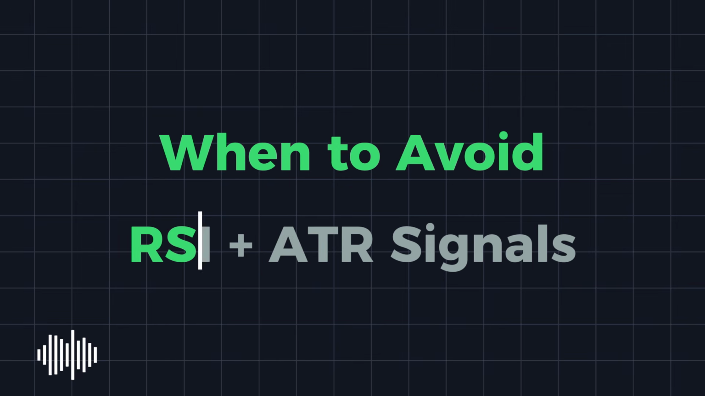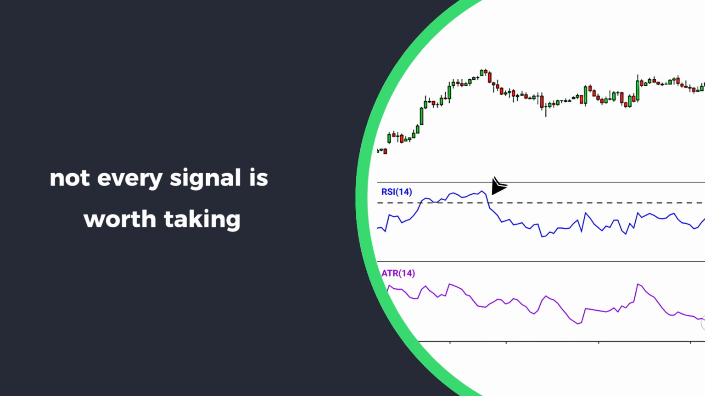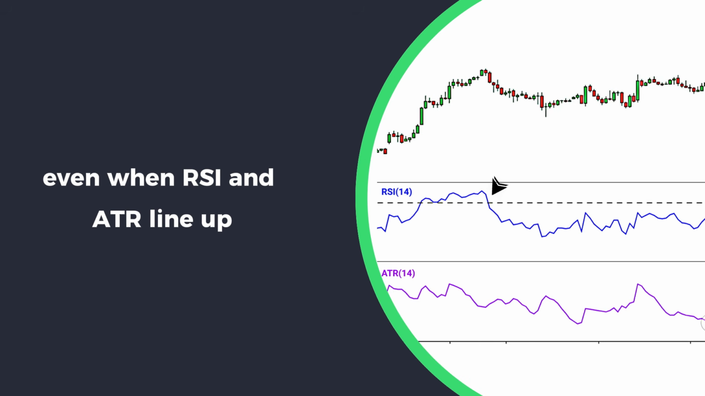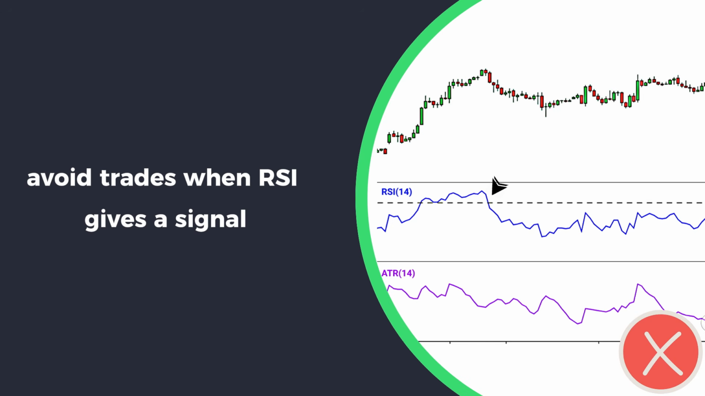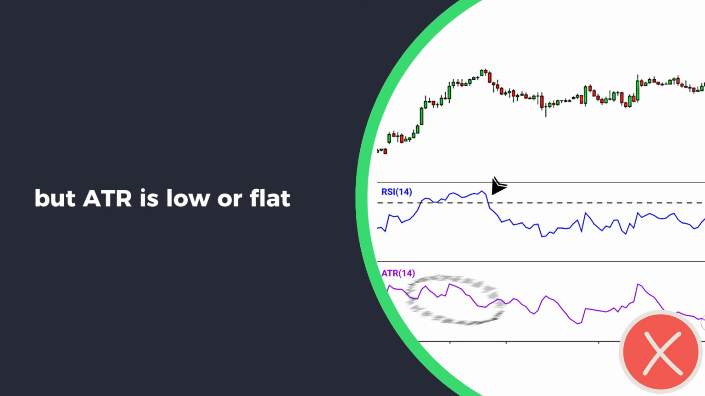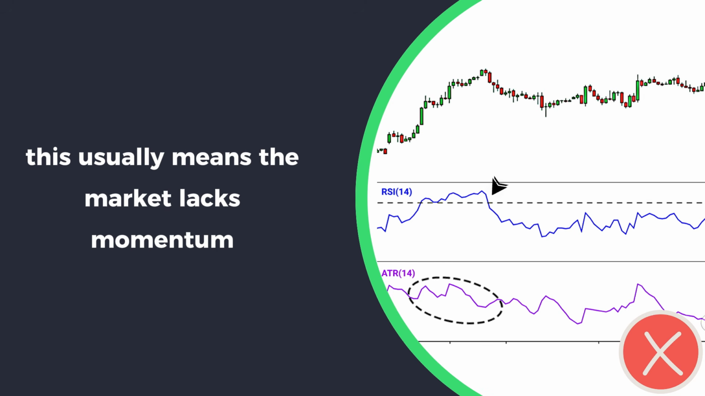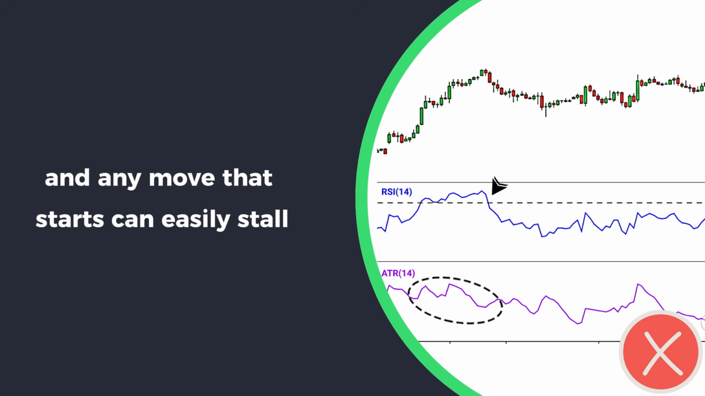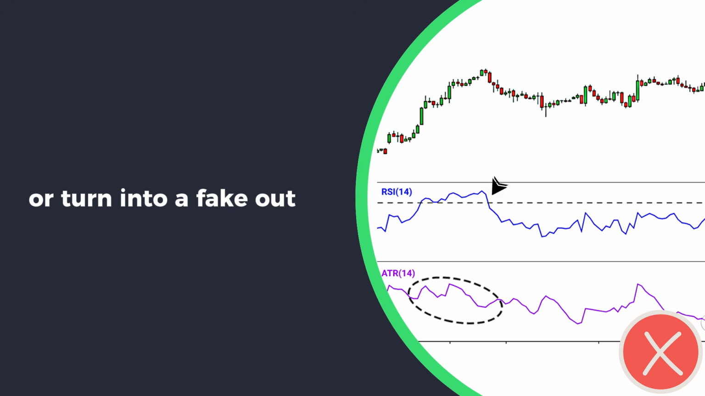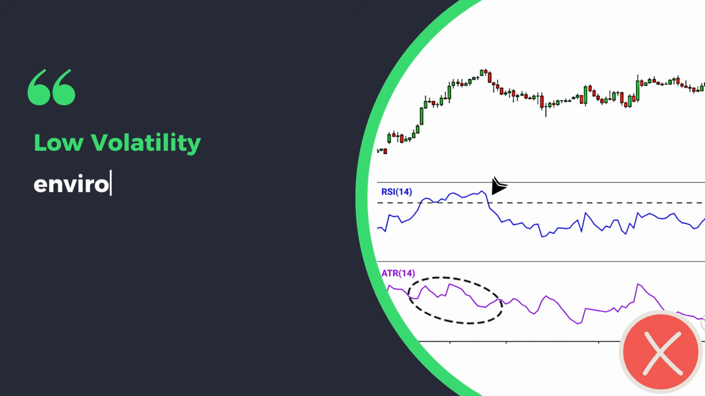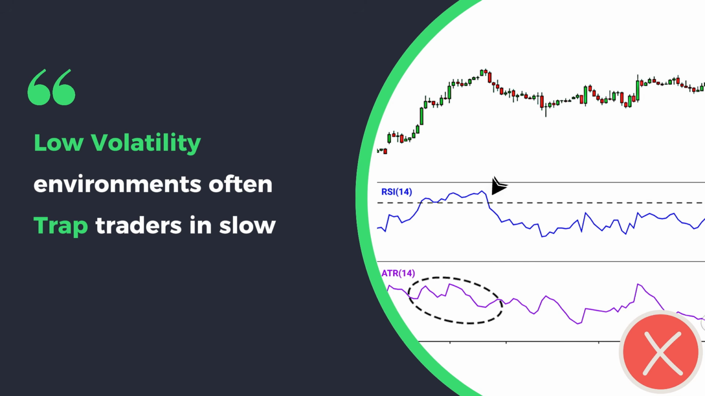When to avoid RSI plus ATR signals. Not every signal is worth taking, even when RSI and ATR line up. Avoid trades when RSI gives a signal, but ATR is low or flat. This usually means the market lacks momentum, and any move that starts can easily stall or turn into a fakeout. Low volatility environments often trap traders in slow, frustrating price action.